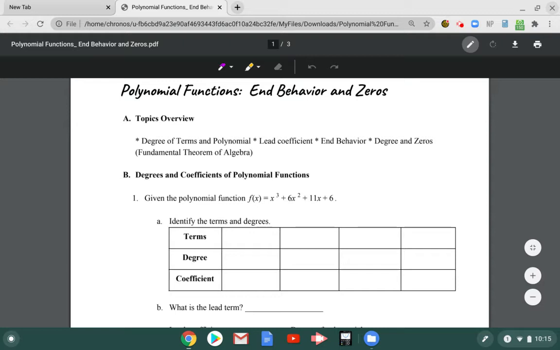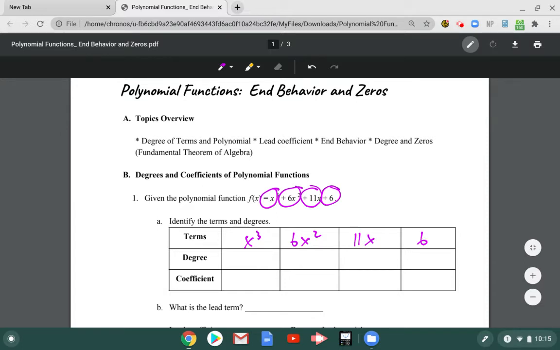End behavior, and then how the degree of the polynomial function gives us information about how many zeros or how many x-intercepts there are. So we're going to go ahead and start off with this cubic function here. Terms are separated by the plus sign, and they keep their signs. So I'm circling each of the terms of this polynomial function, this cubic. So my terms are x cubed, 6x squared, 11x, and 6.